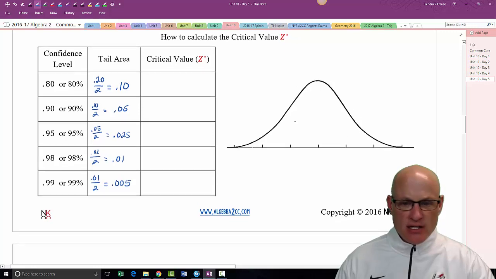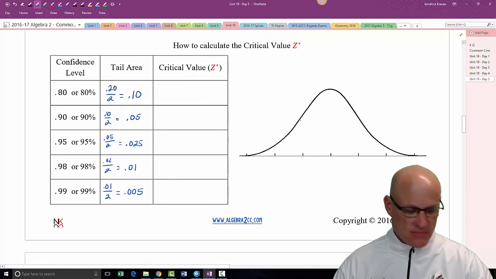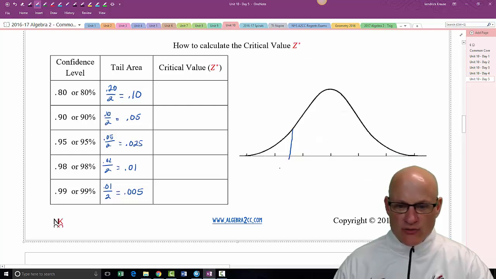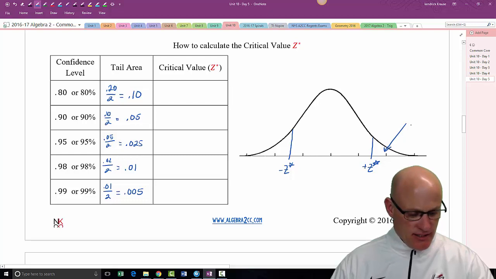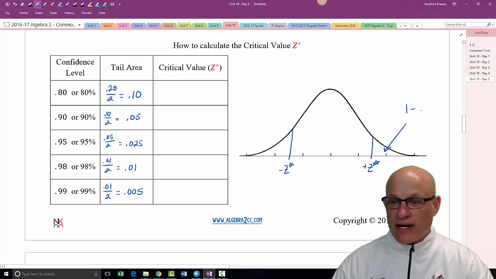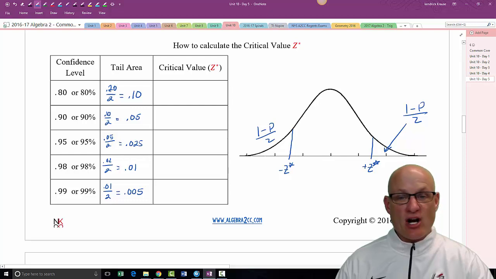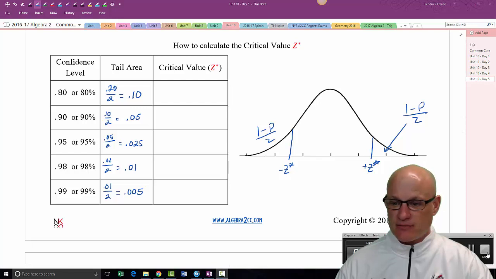So what am I trying to tell you? Let me give you this diagram real quick beforehand. Just draw in a line here, and we'll call this minus Z star. And this up here will be at the exact same place on this side. We'll call this a positive Z star, right? And the tail is 1 minus the probability, over 2. Isn't that what I just did? I took 1, subtracted off 0.8, got 0.2, and divided by 2, and that gave me these values.